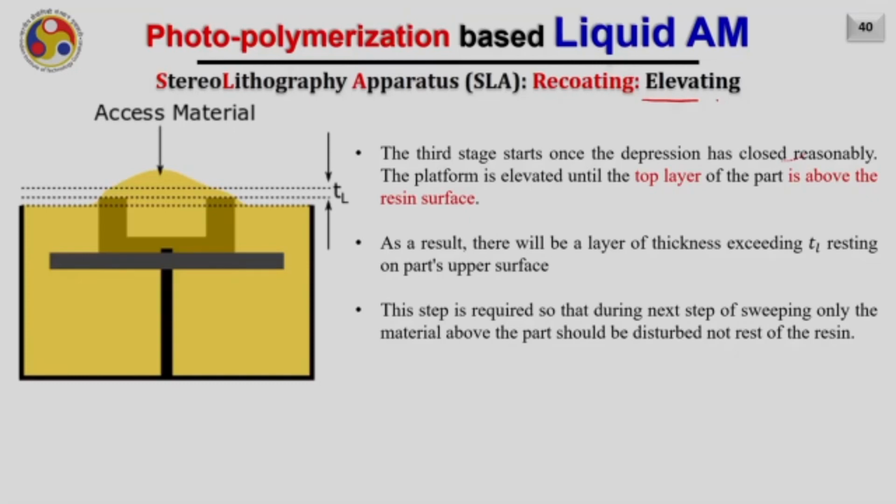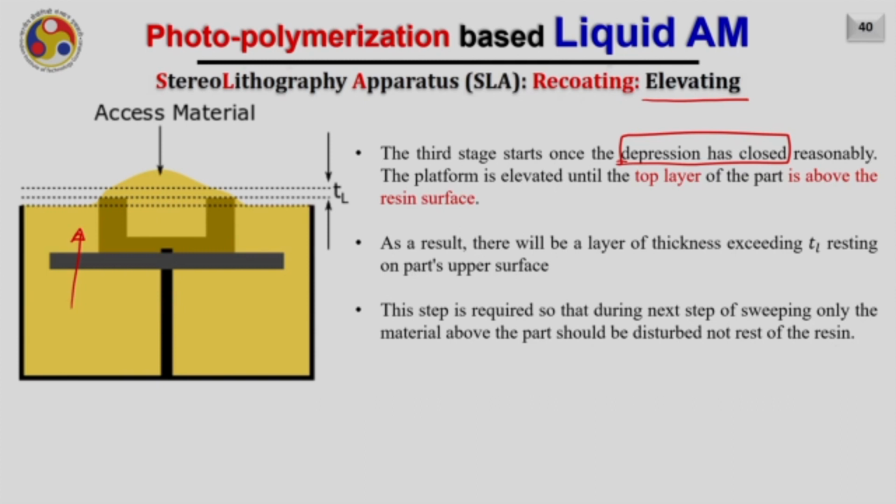Now let us discuss another step that is called elevating. The third stage starts once the depression has closed. We have already seen the time required for the depression to close. The platform is then elevated until the top layer of the part is above the resin surface.